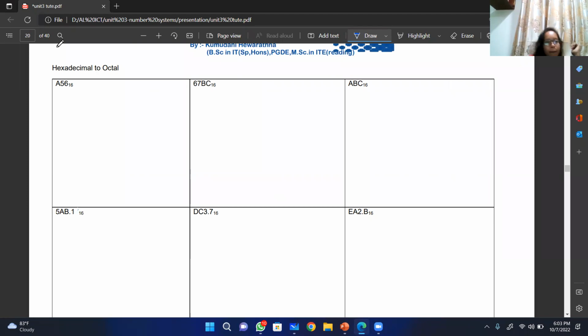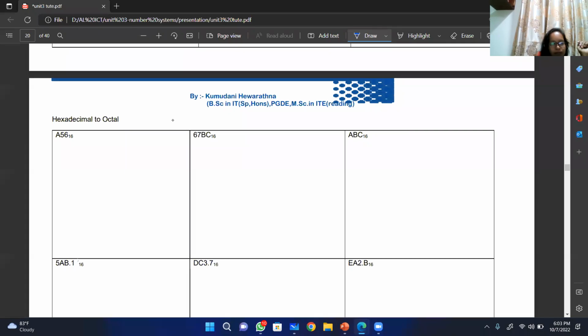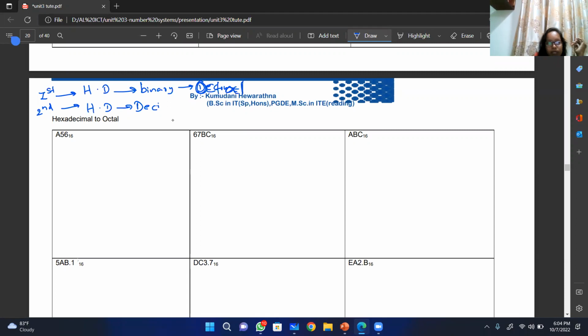Page number 20. We will follow the first method. That means here again, can you write down the two methods here? First method is what? Second method is what? First method is hexadecimal, then binary, then binary into octal. Second method is hexadecimal into decimal, decimal into octal.